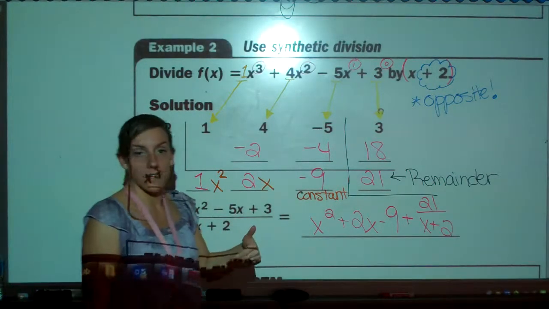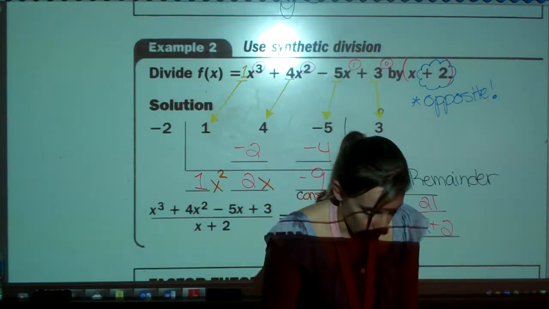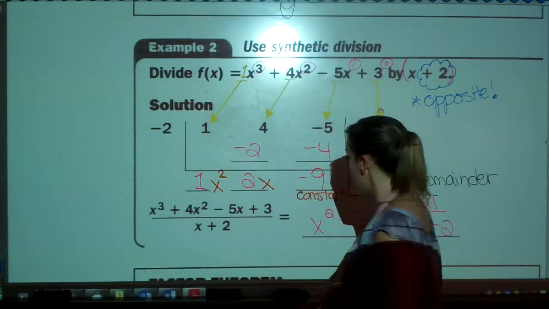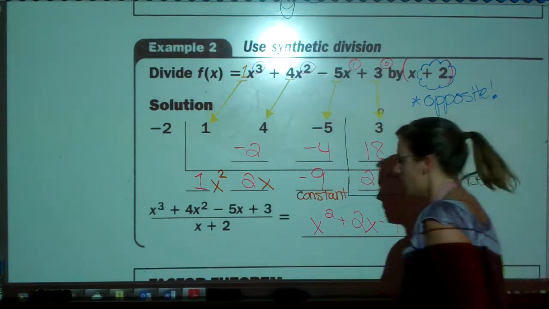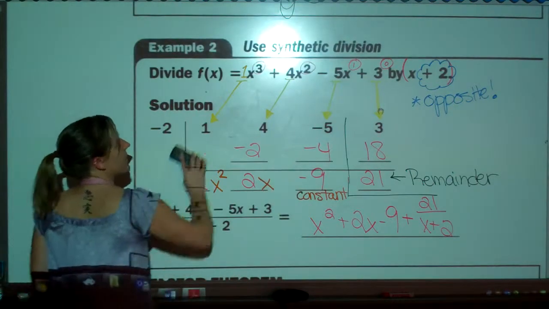So that is synthetic division. So we'll do it another time in order just to get used to the system again. Okay, so hopefully you have that down.